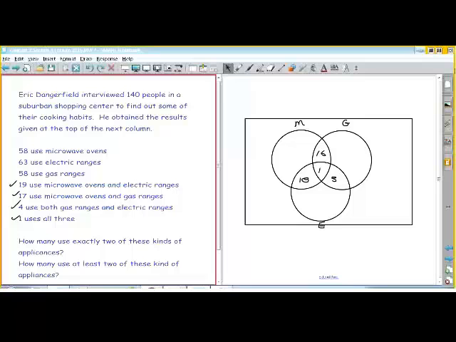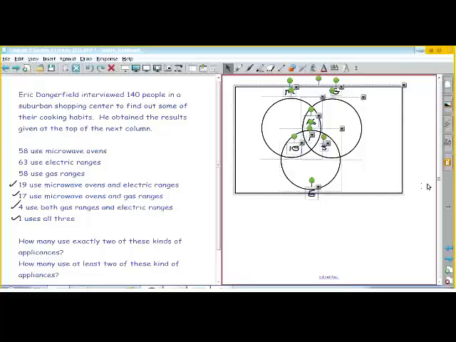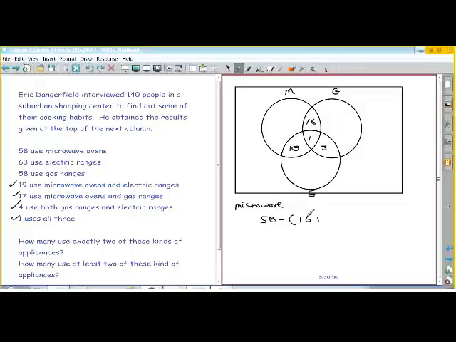So you might have to get your calculator out for this. Let's move it up a little bit because I'm going to write out what we need. I'll do the first one and then I'm going to ask you guys to do the second two. So let's do the microwave. I'm looking for a number to put in here, so I take 58 and subtract the sum of the other 3 that are in the microwave circle. That's 17 plus 18, which is 35.